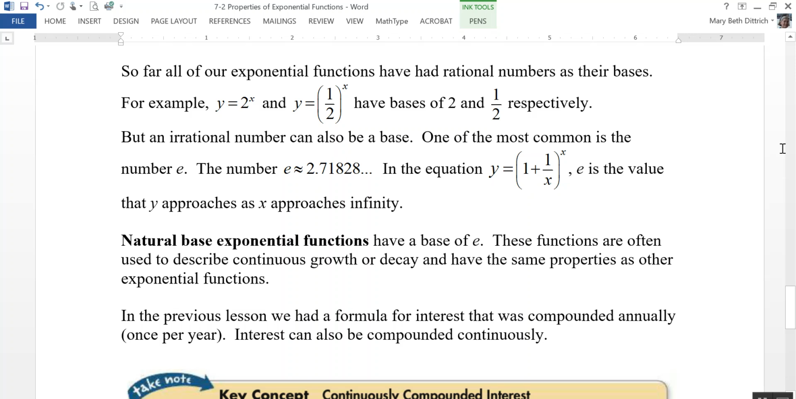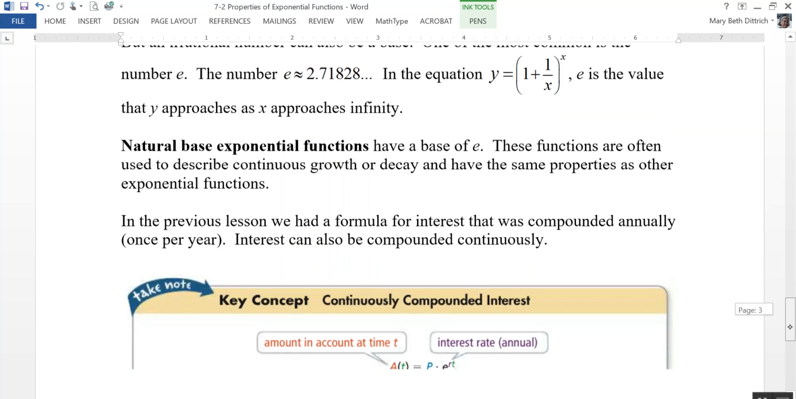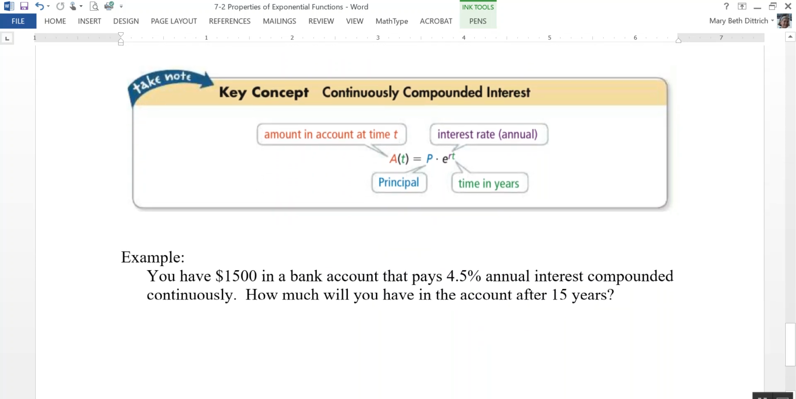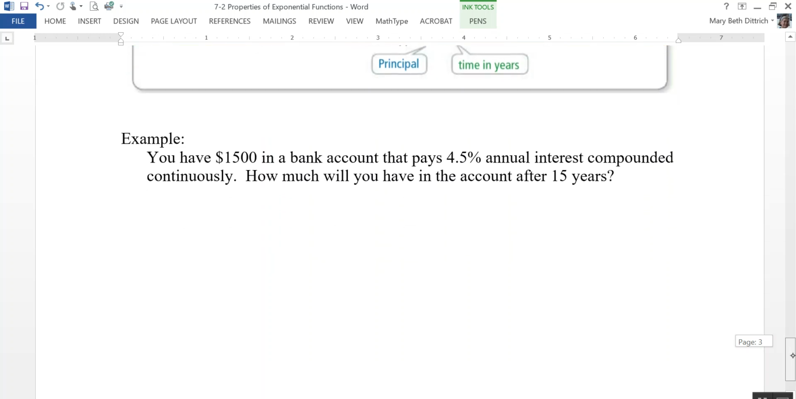In the previous lesson, we had a formula for interest that was compounded annually, that is once per year. We can also compound interest continuously, and for that we're going to use a base of e. And here's the formula for that. So the amount in the account after time t is equal to the principal, or the initial amount that was invested, times e, our number e, raised to the power of r times t, where r is the interest rate and t is the time in years. Let's take a look at an example of that.